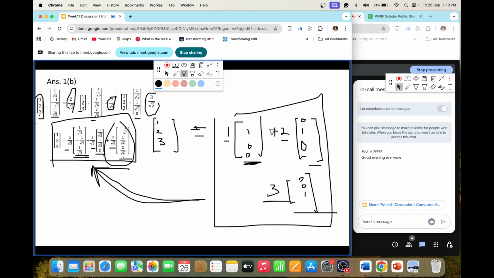Earlier it was 1, 2, 3, now it is 2 by root 3, 3 by root 2 and 7 by root 6. How did you get this? Just multiply your vector with this direction, and by this you get the coefficients. So this is the whole logic behind projecting any vector onto some basis.